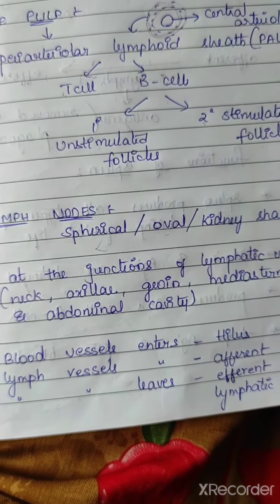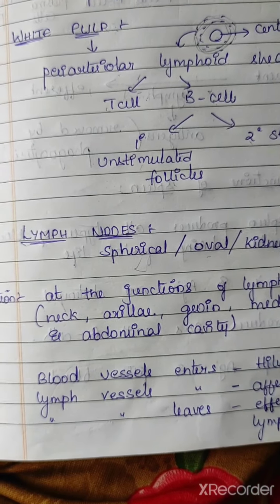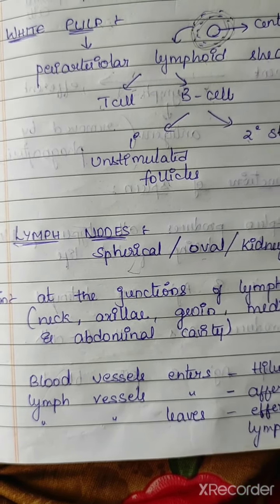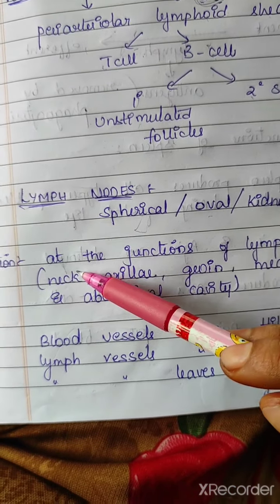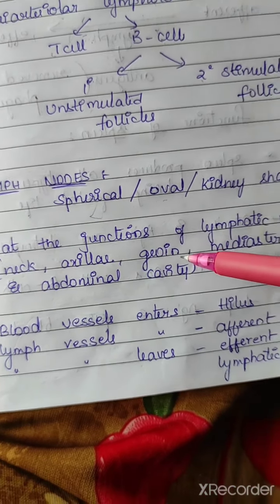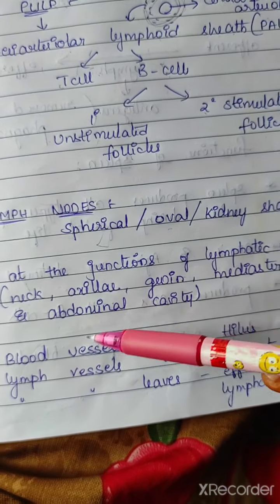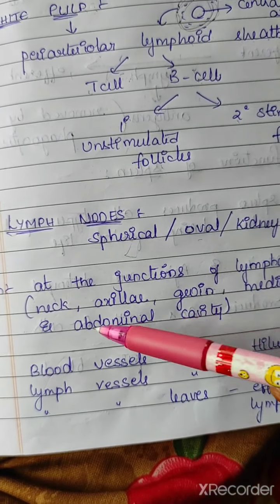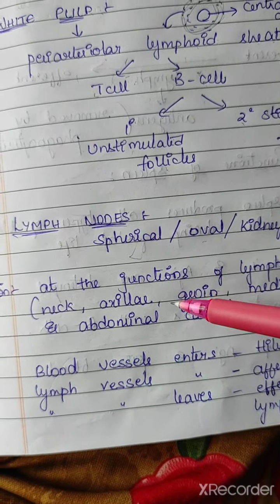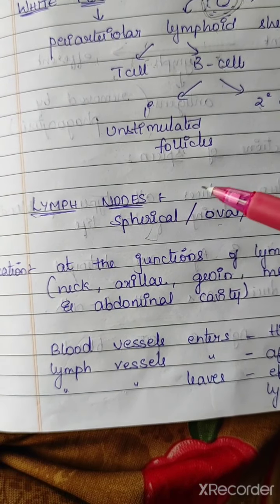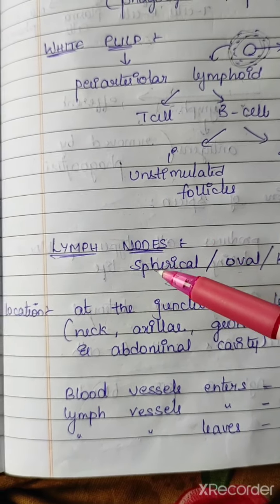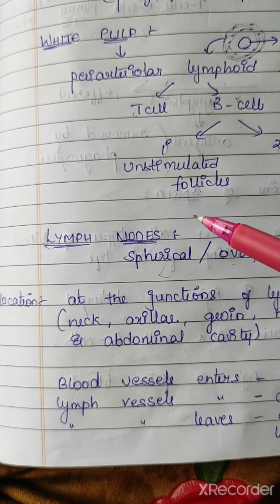As I have told you in the introduction, these lymphatic vessels end up with the lymph nodes. These lymph nodes are mostly present in the neck region, axillae, groin, mediastinum and abdominal cavity. These are the various parts where lymph nodes are present. So, how are these lymph nodes connected to the other organs?